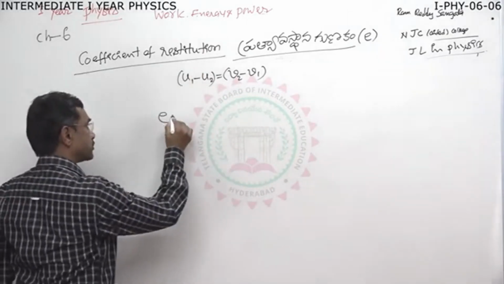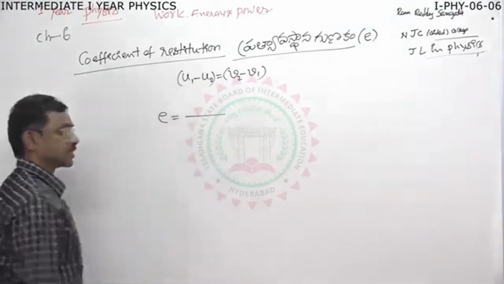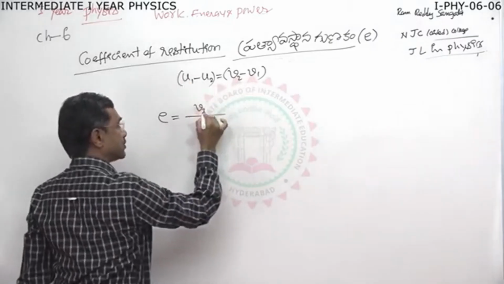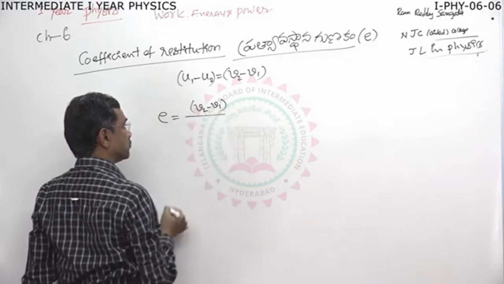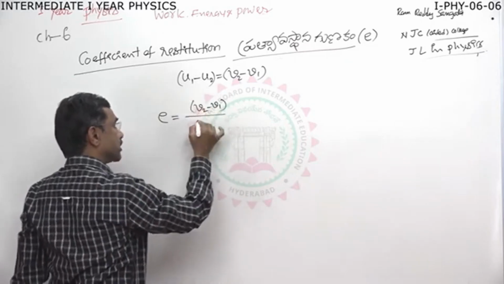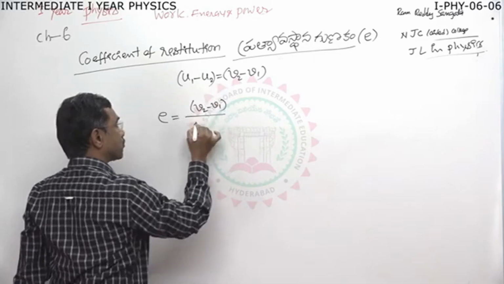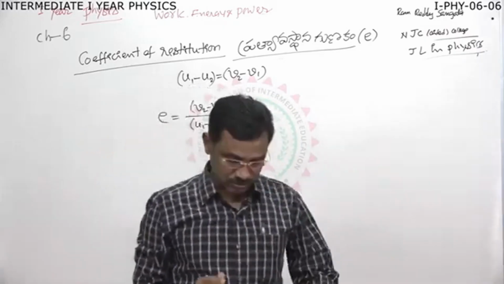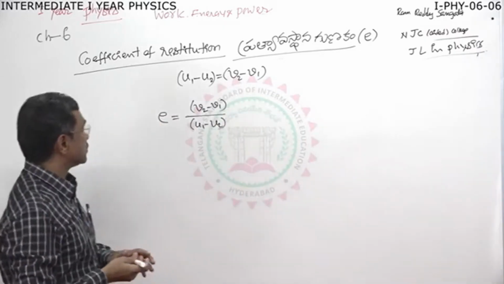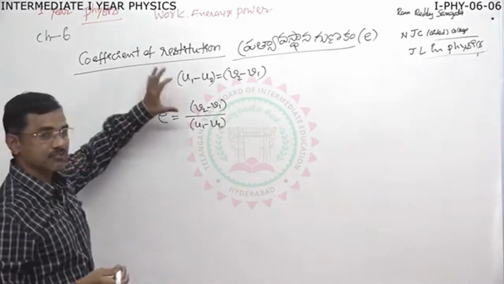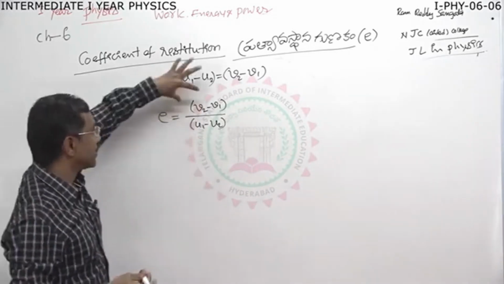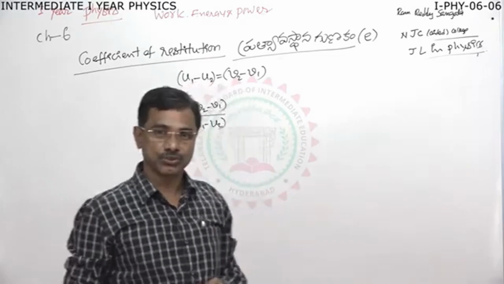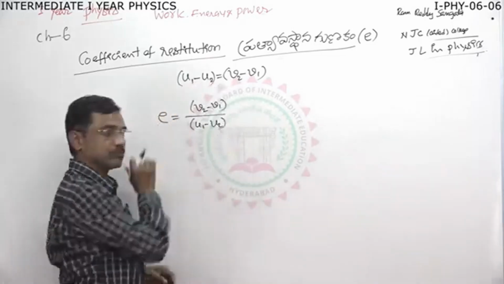The coefficient of restitution by definition is defined as the ratio of the relative velocity of separation after collision to the relative velocity of approach before collision, u1 minus u2. Be careful here, don't change the order. If it is incorrect, you lose the marks. The coefficient of restitution is defined as the ratio of the relative velocity of separation after collision to the relative velocity of approach before collision.